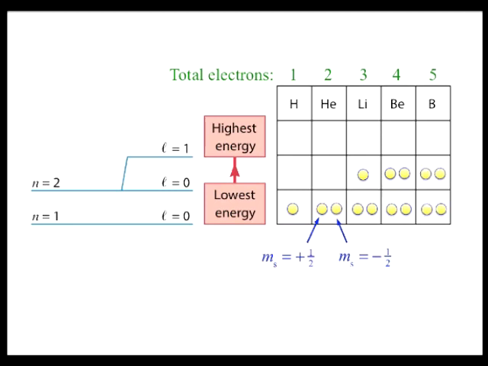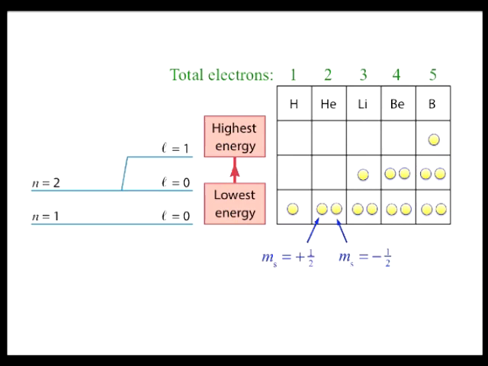With the first 4 electrons in place as just discussed, the fifth electron in the boron atom cannot fit into the n equals 1, l equals 0, or the n equals 2, l equals 0 subshells without violating the exclusion principle. Therefore, the fifth electron is found in the n equals 2, l equals 1 subshell, which is the next available energy level with the lowest energy, as we see here.